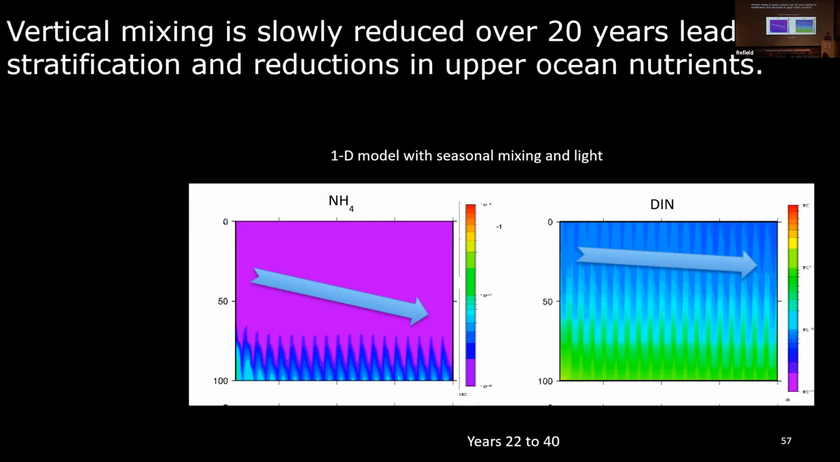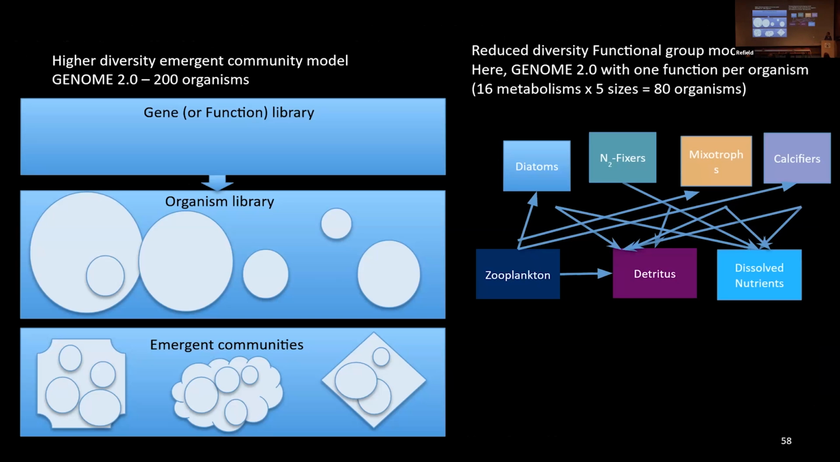So I put together a very simple one-dimensional model, and I increased the stratification by reducing the mixing over a 20-year time period. As one might expect, you see a decline in the surface ammonium and a decline in the surface DIN. So this is depth on the y-axis and time, years 22 to 40, on the x-axis.